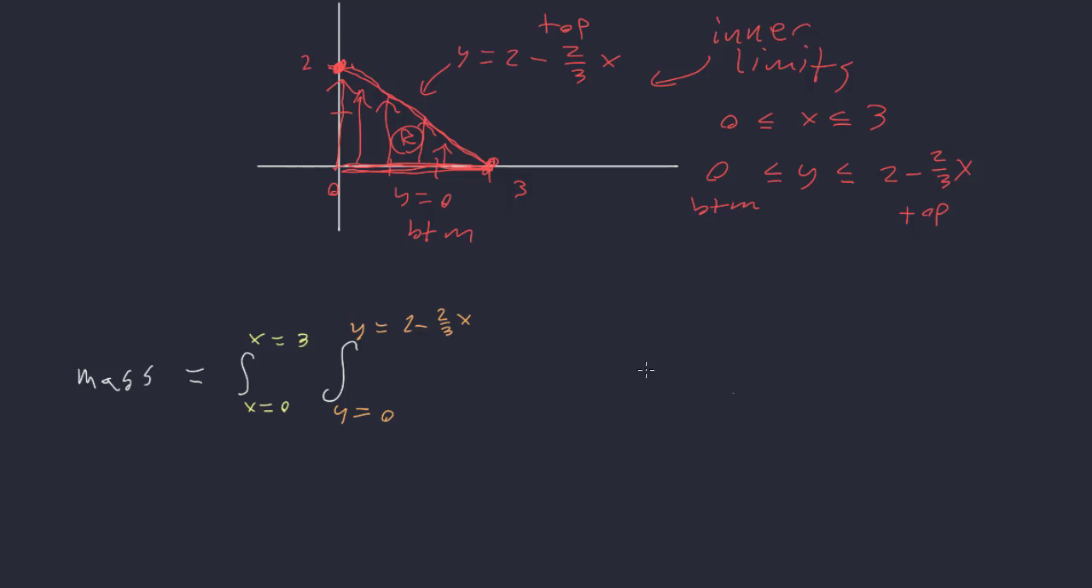Okay, and z going from 0 to 6 minus 2x minus 3y. Okay, and then the integrand, I believe, was 2x, and then we'll have dz, dy, dx.